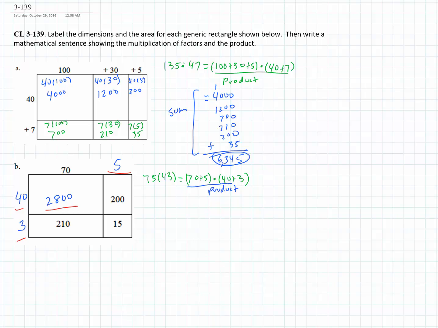The sum we'll go ahead and write vertically, so we'll have 2800, just writing down all the different areas, plus 210 plus 200 plus 15. This is all zeros. 5, 1 plus 1 is 2, 2 plus 2 is 4, plus 8 is 12, 2, 1, 2 plus 1 is 3. So down here the area is 3,225. So hopefully that's a good reminder on how to do generic rectangles.